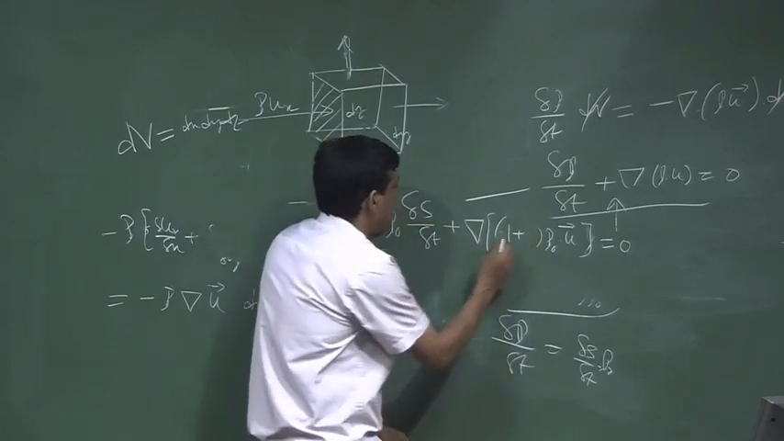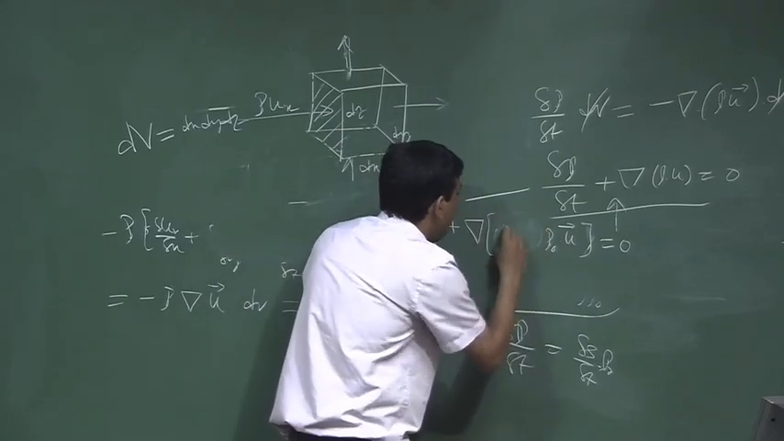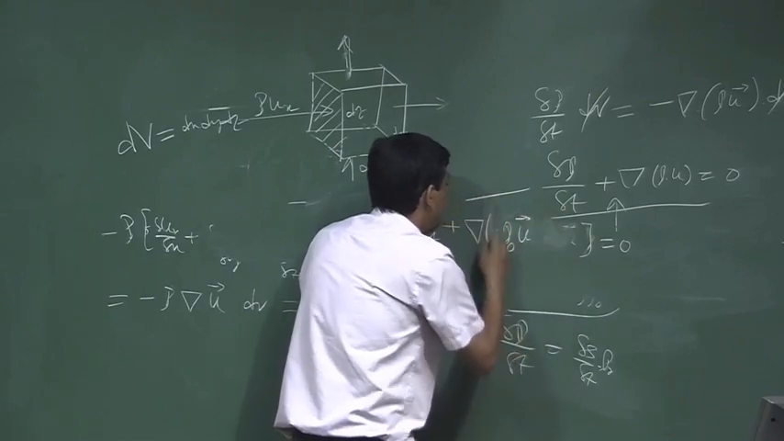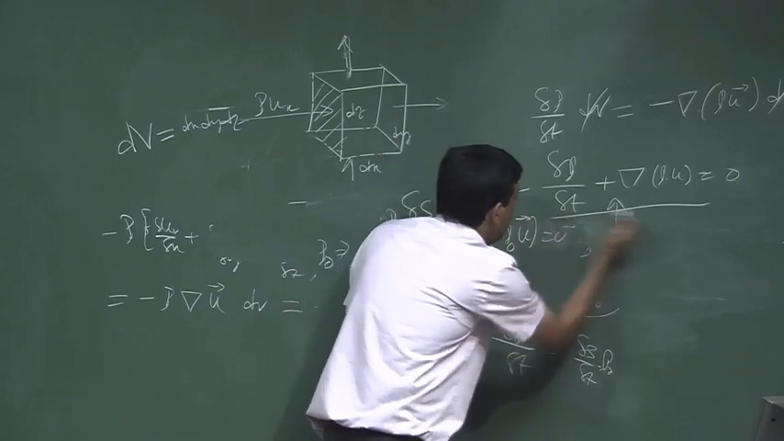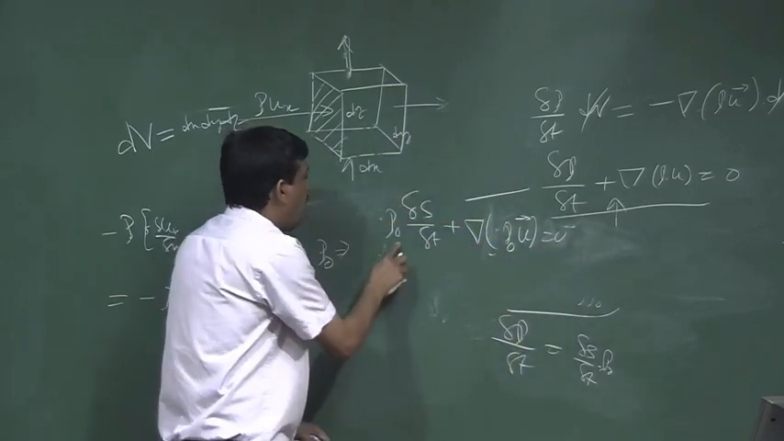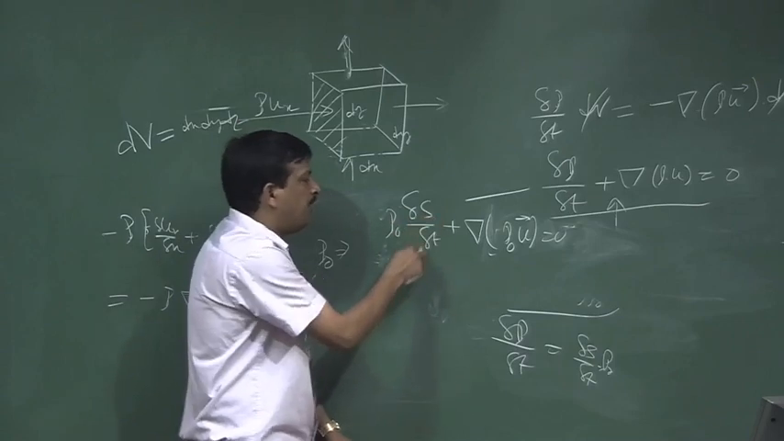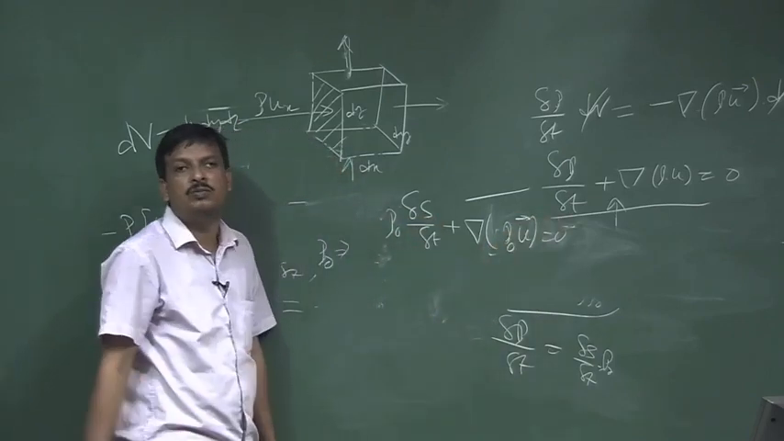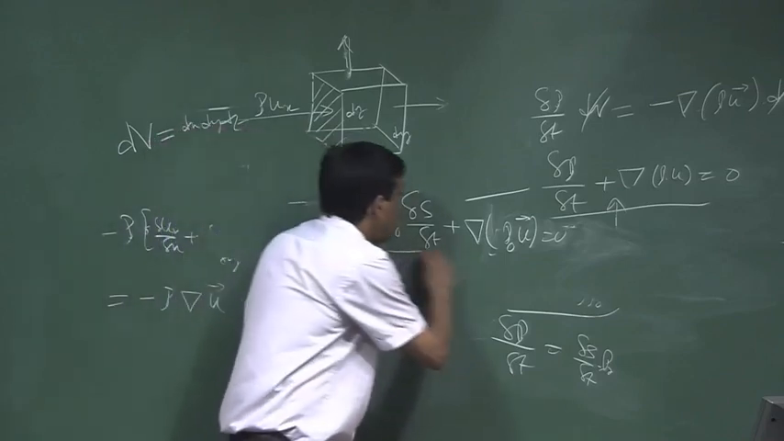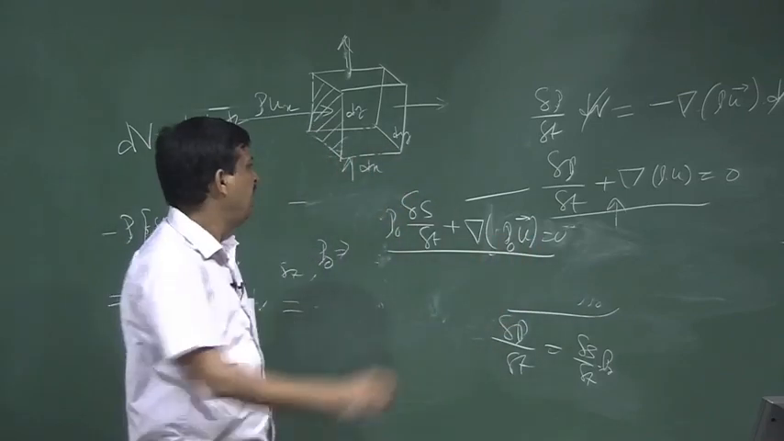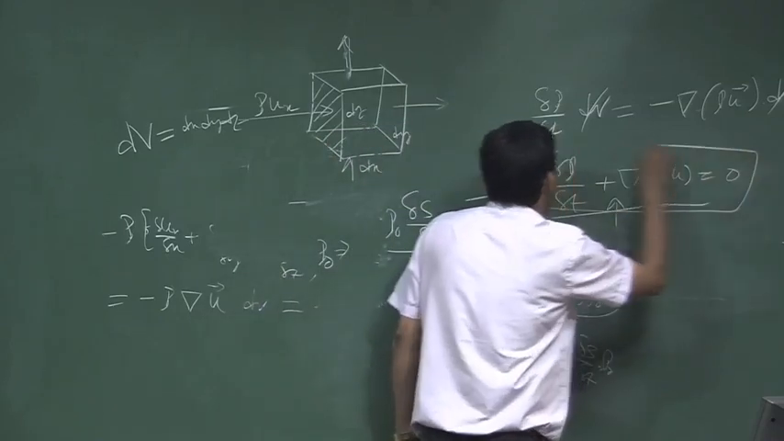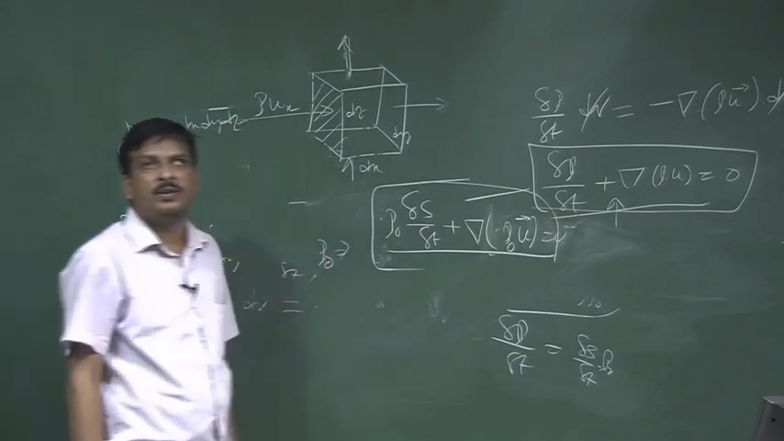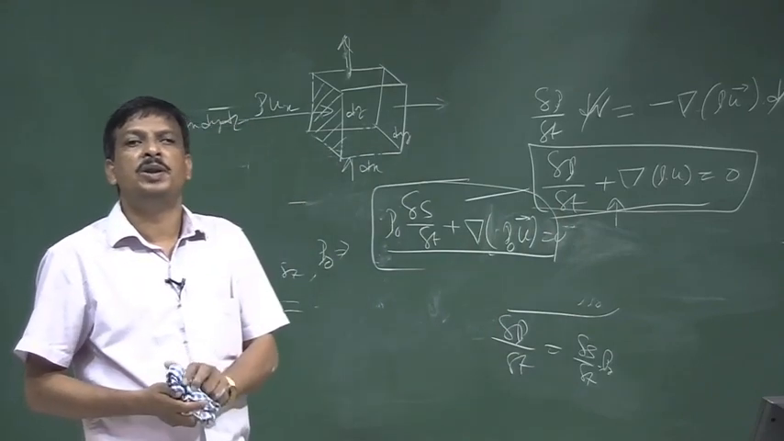So, in that case, it is nothing but the divergence of rho 0 u equal to 0. The equation is rho 0 times del S by del t plus the divergence of rho 0 u is equal to 0. So, this is the continuity equation, or I can use the other form. Sometimes I use this equation, sometimes that one, later on. Okay. So, this is called the continuity equation.